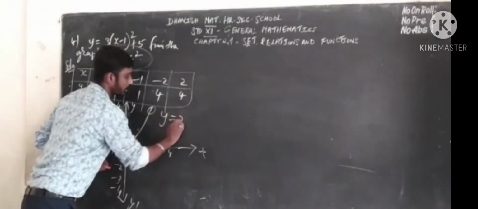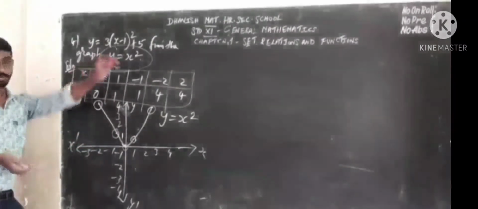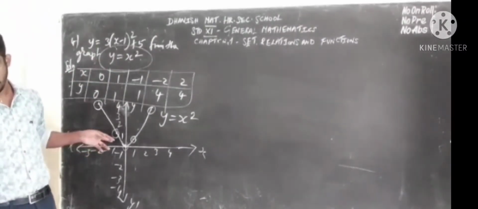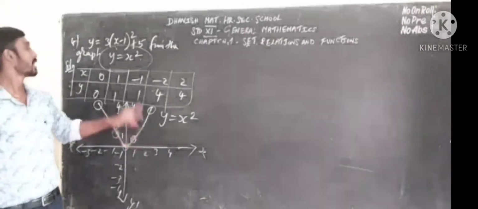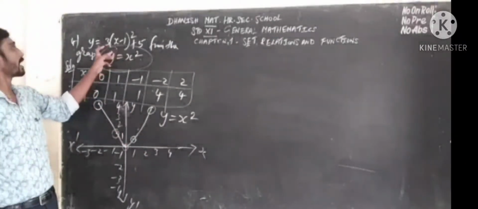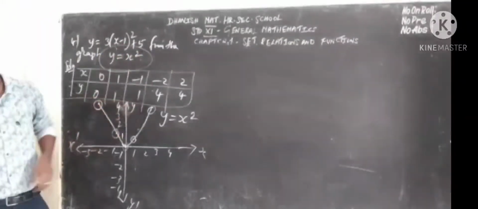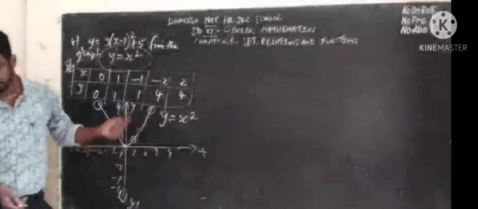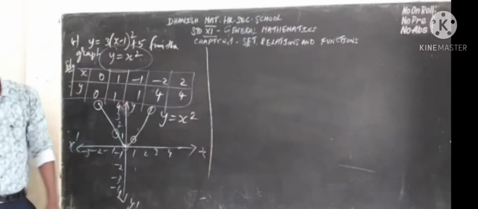What is the graph for y is equal to x square? This is the graph for y is equal to x square. Because in the question they gave, first we have to draw the graph for y is equal to x square. Then we are going to find y is equal to 3 into x minus 1 the whole square plus 5. So step 1 is to find the graph. Let's go to step 2.